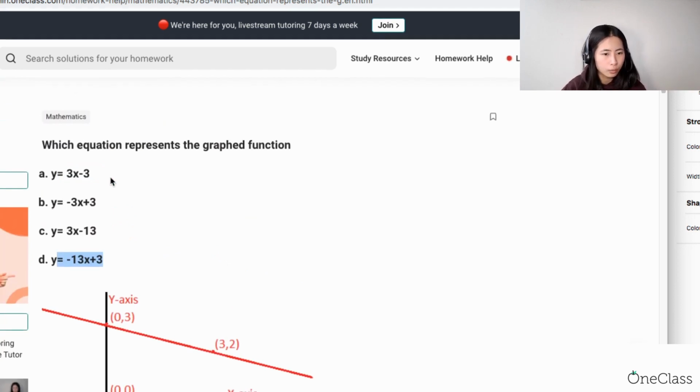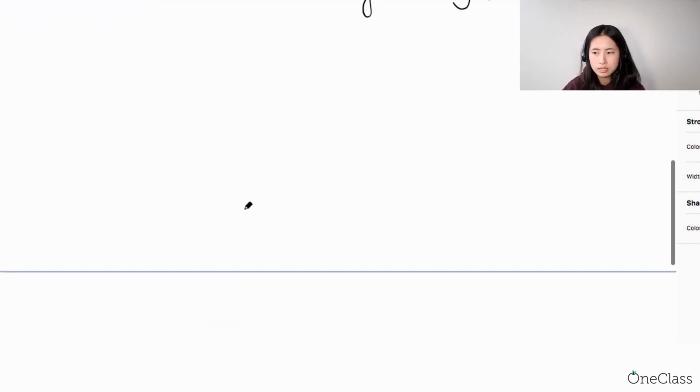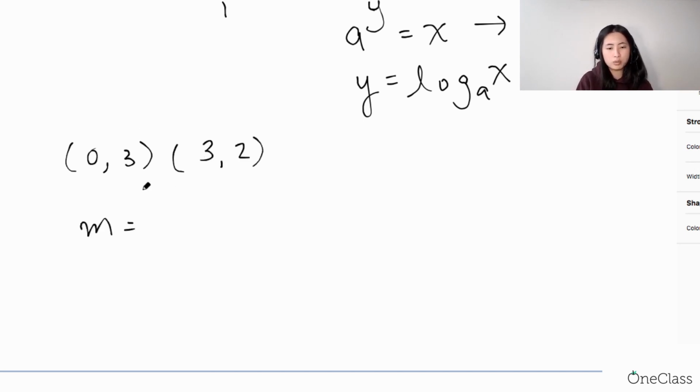Let's see. Which equation represents the graph function? Because you have 0, comma 3 and 3, comma 2, you can actually find the slope from these two. So let's write that. If you have 0, comma 3 and 3, comma 2, just by looking at this, you can find what the slope is, right?